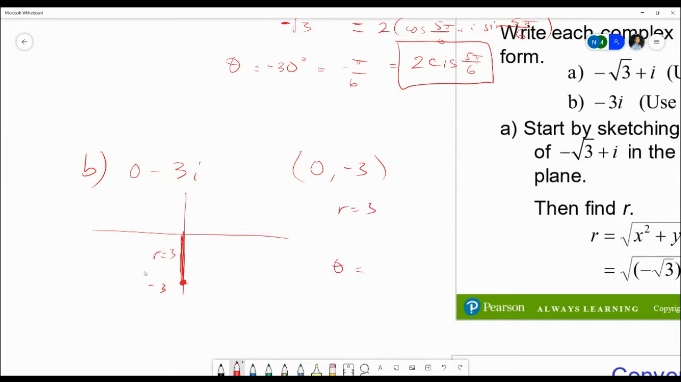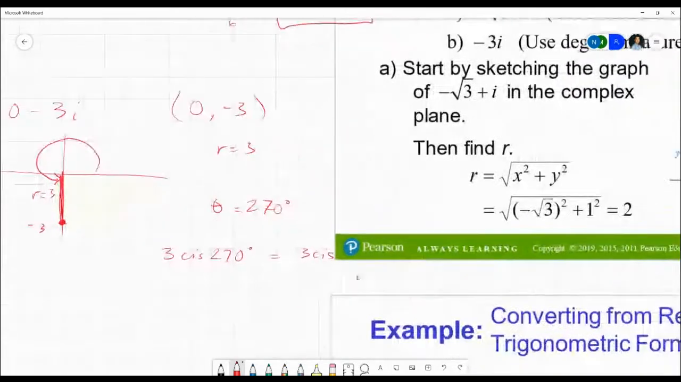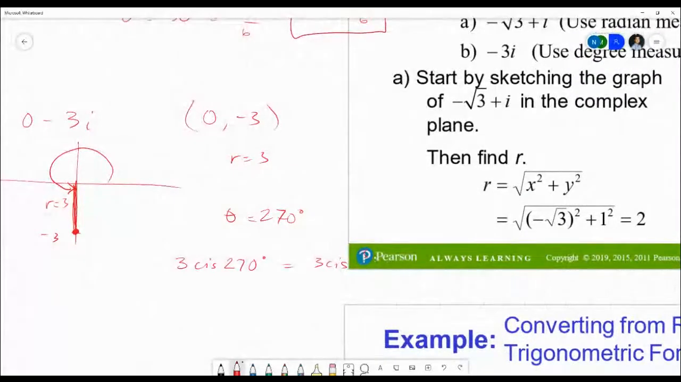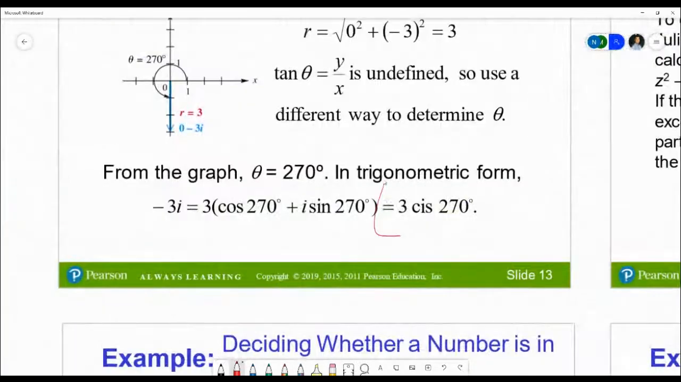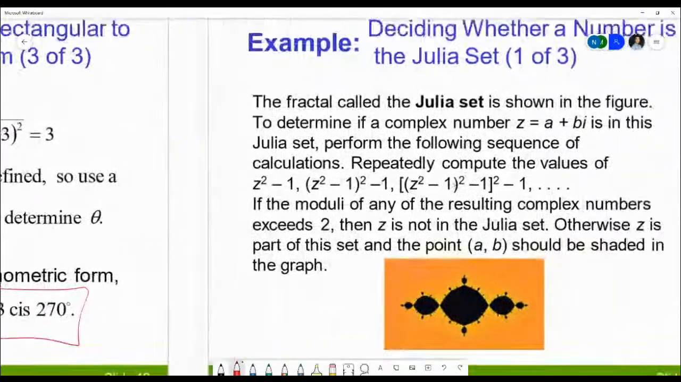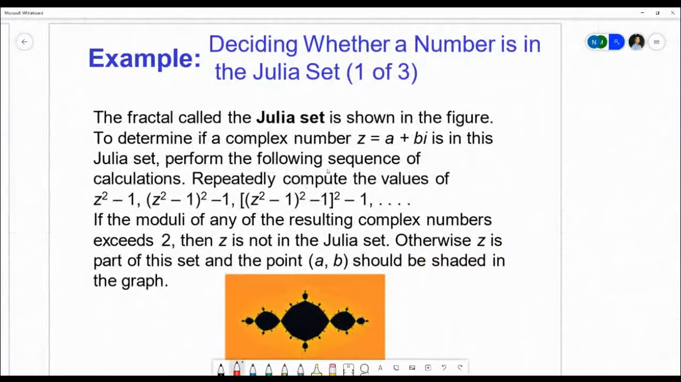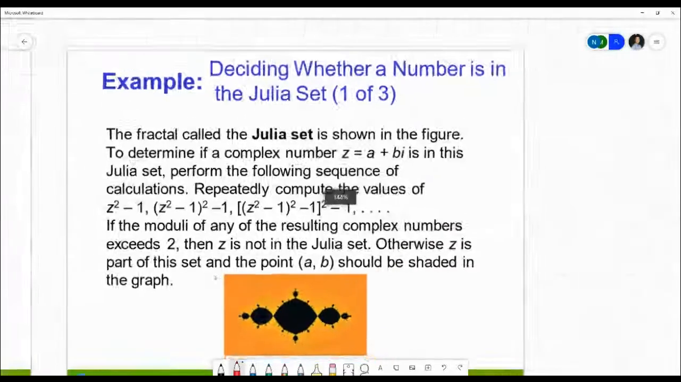Now we need to get our theta. Well, we don't need to do any work here because you can just rotate from here to here. That's 270 degrees. So r cis 270 degrees. That's in degrees, right? Or you can write it in radians, 3 pi over 2. And there you go, 3 cis 270. I don't think we need to go over this one.